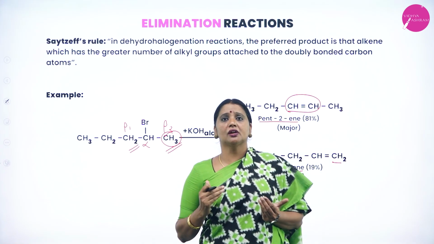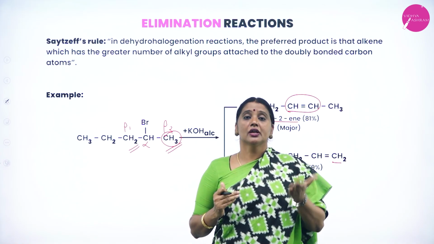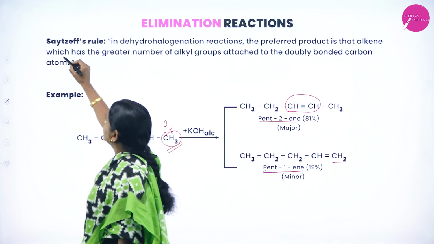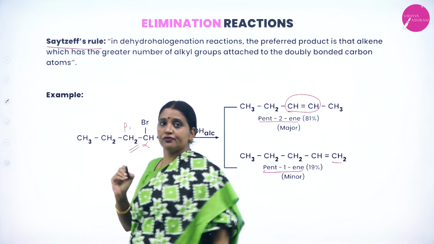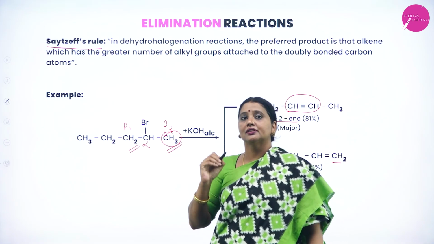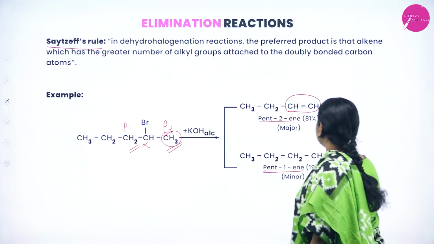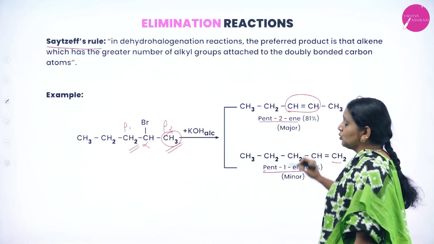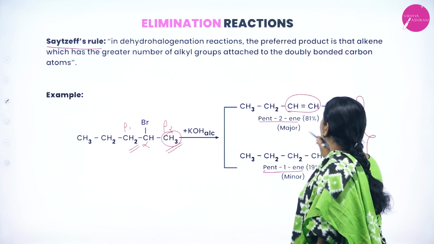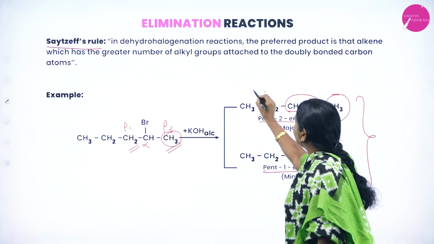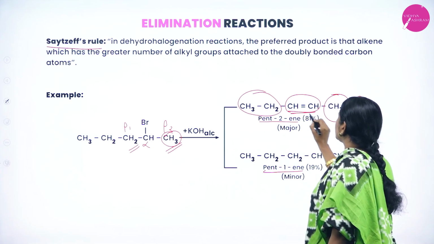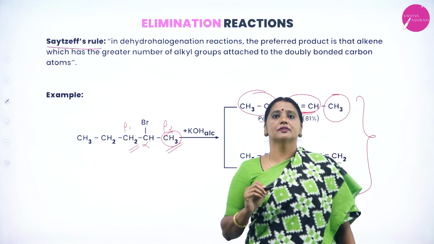When there is a formation of 2 or more products, we have to find out which is major and which is minor. It can be determined by using one rule. That rule is known as Saytzeff rule. According to this rule, during dehydrohalogenation, if there is a formation of more than one alkene, the major alkene is the one containing more number of alkyl groups attached to the carbon-carbon double bond.